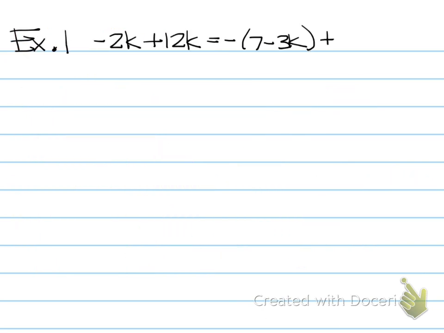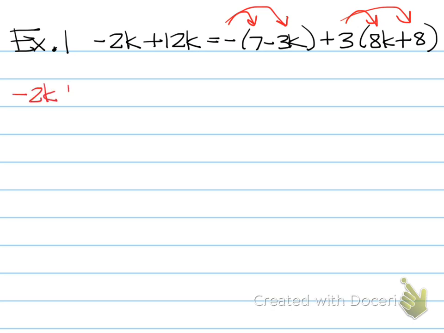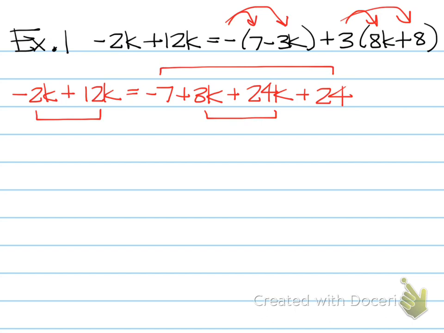In example 1, we've got negative 2k plus 12k equals negative, the negative quantity 7 minus 3k plus 3 times the quantity 8k plus 8. So we're going to distribute the negative to the first set of parentheses, distribute the 3 to the second set of parentheses. When we do that, we'll get the following equation. And then we have some like terms on the left side and on the right side. So once we combine the like terms, we'll get the following equation: 10k equals 27k plus 17.